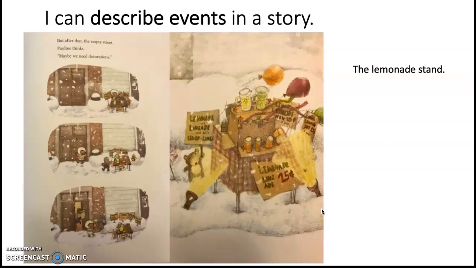And the last page about the lemonade stand, it says right here, but after that, another empty street, and Pauline thinks, maybe we need decorations.